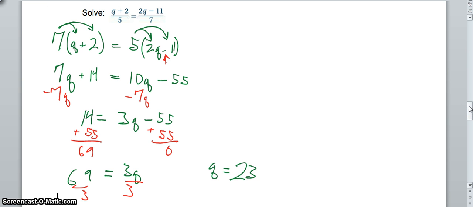And then if you wanted to check, you could plug it back in up top. So you could say 23 plugs in for q, plus 2 gives me 25, divided by 5. Well, that would give us 5. Do the same thing on the right side. 2 times 23 would be 46, minus 11 would be 35, divided by 7 is 5. And my left and right sides are equal, which makes that true, which makes this the correct answer.